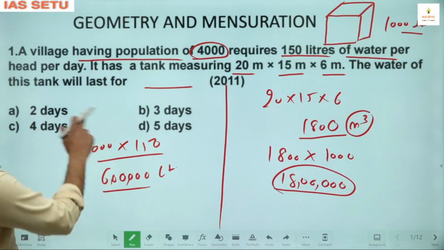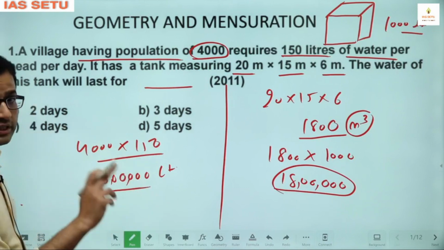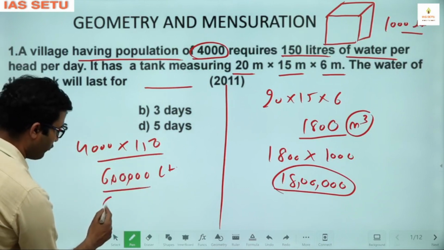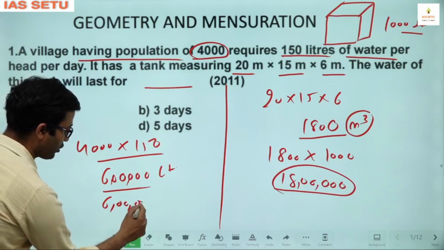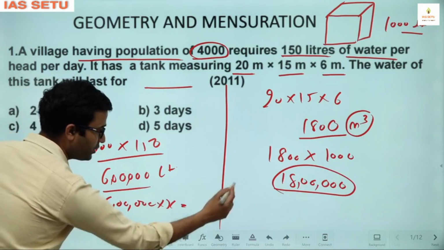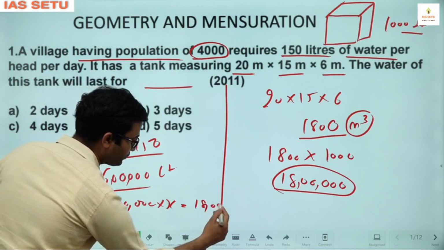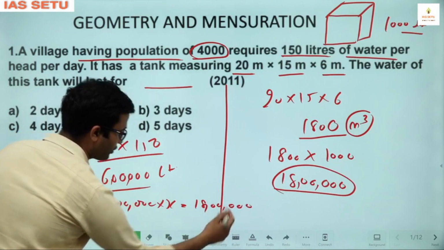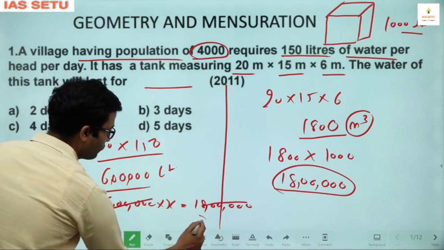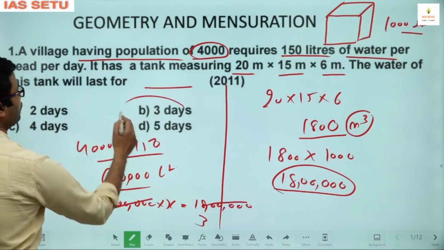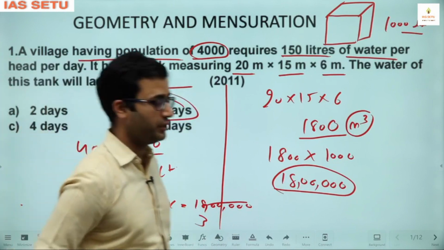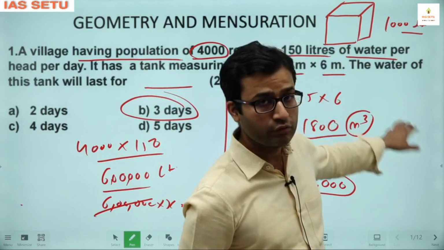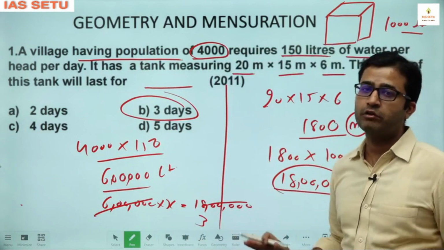So the water of this tank will last for how many days? 1 day requirement into number of days will be the capacity of the tank, 18 lakh. So the value of X will come 3. If you cancel this, it will come 3. So 3 days. Question number 1 answer is B, 3 days. Only the thing is, 1 meter cube will have 1000 liters of water.